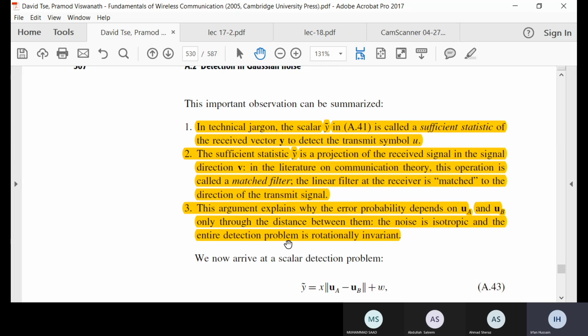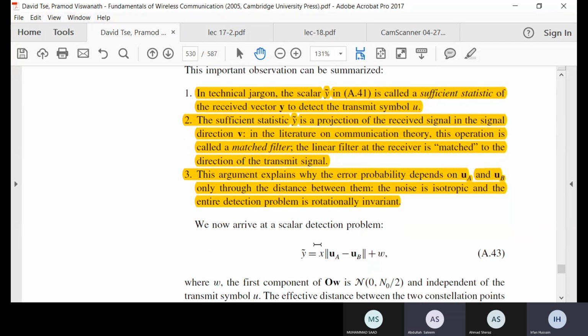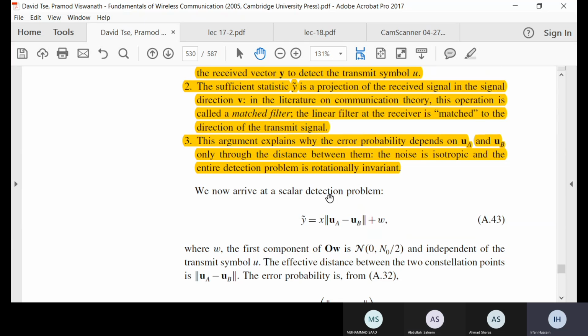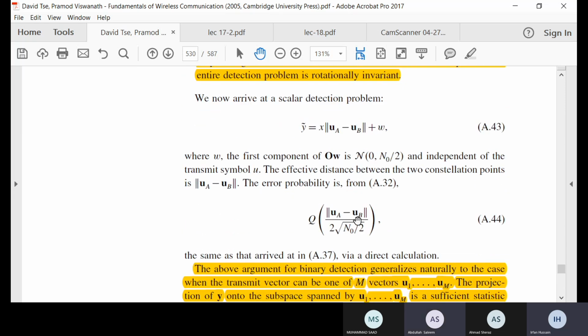All right, so you can see that yes, error probability depends on UA and UB, or the distance between them. Yes, noise is always isotropic, so it is rotationally invariant. So it only depends on the distance. That's a very important thing. And we saw that the final detection comes out to be x times mod of UA minus UB, plus W. So as I just showed in my notes, it comes out to be this error.